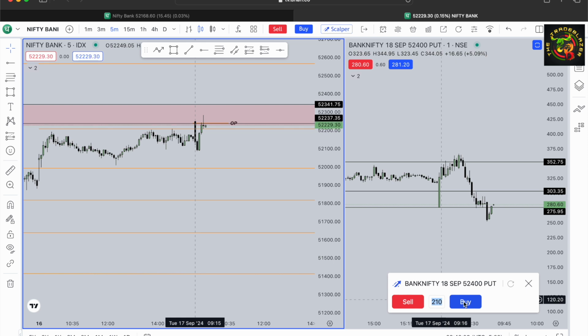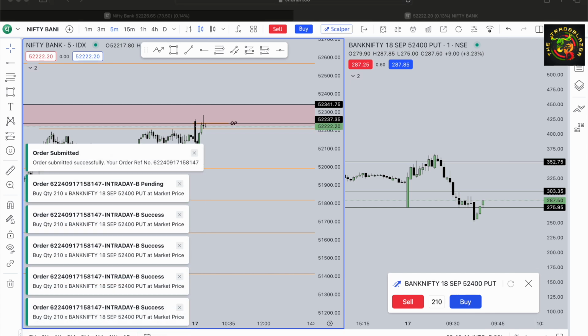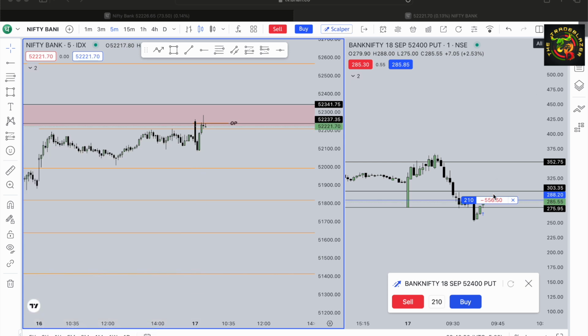So a nice hammer got closed just below the opening price after tapping into the supply zone, guys. So a nice confirmation that we received from the chart, based on which I'm trying to buy here 210 quantity of 52,400 put as an initial quantity. Yeah, just bought the initial quantity of 210 quantity of 52,400 put here. We'll see how this goes on from here.